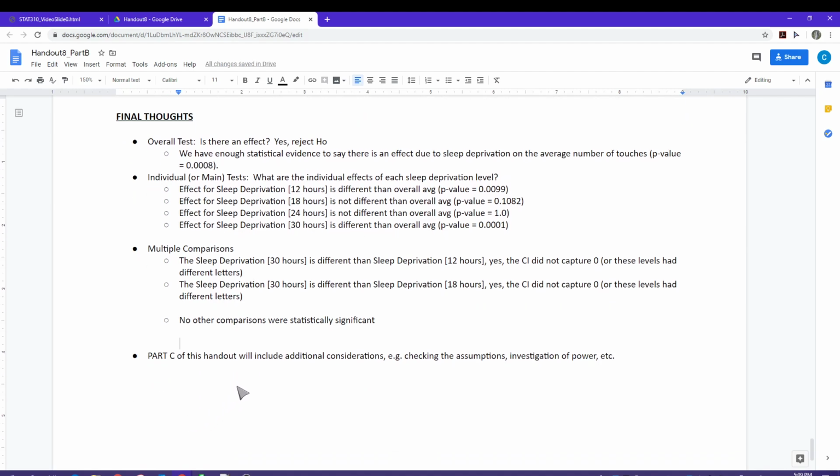Finally, in Part C, which will be the next video, the next handout, we'll include some additional considerations. Things like checking the assumptions, investigations of power, things like that.